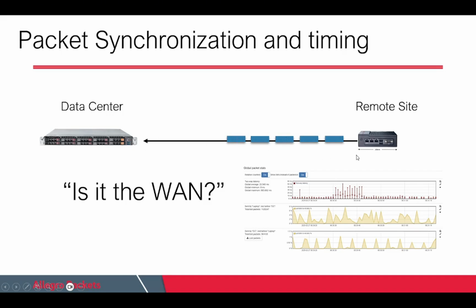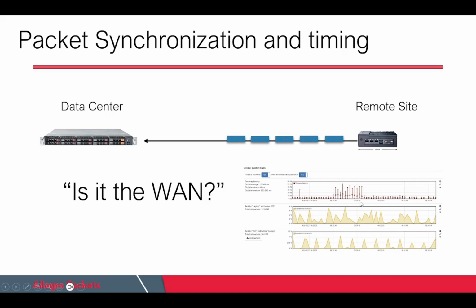One of the really cool things that you can do with this packet synchronization is look at the timestamps on those packets as they leave the remote site and as they arrive in the data center. And likewise, as they leave the data center and arrive back at the remote site, the Allegro is going to calculate that round trip delay. So very quickly, you can understand, is this a WAN issue, or is this something else that's causing the problem?